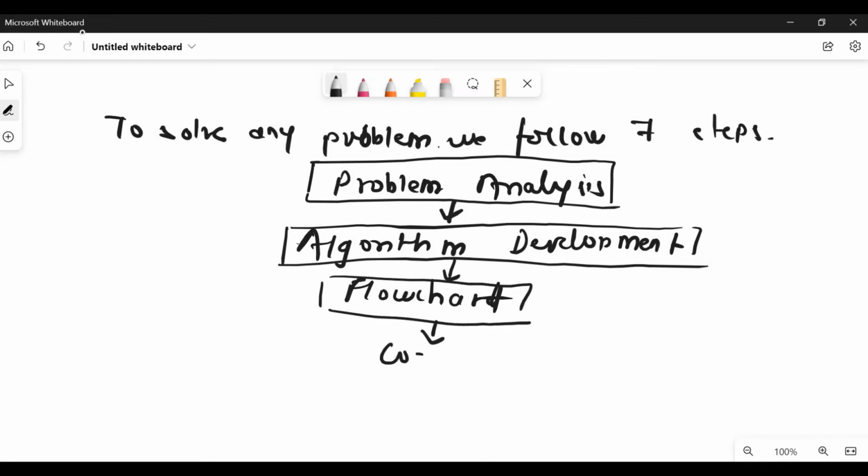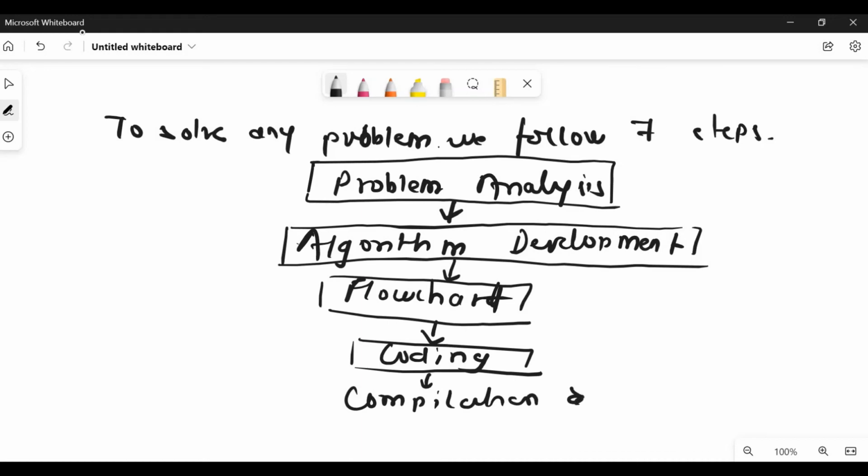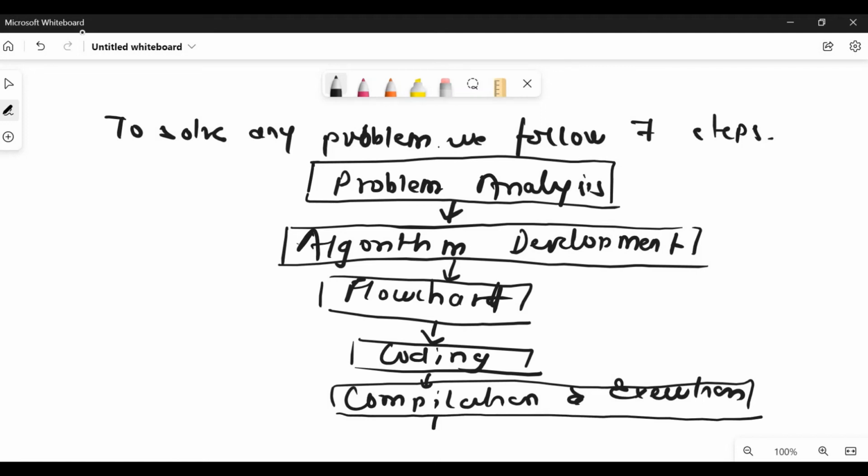Fourth step, finally we do the coding, that means we write the code. After coding it's not done, so we go for compilation and execution. Sorry for the diagram. The next step is debugging and testing.